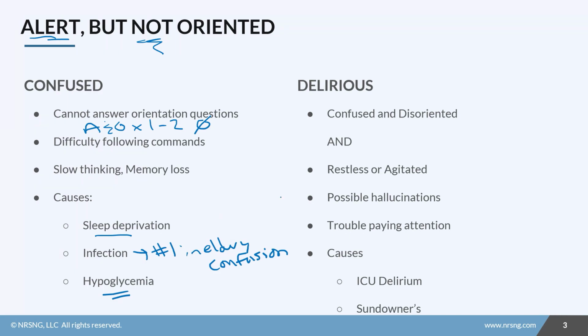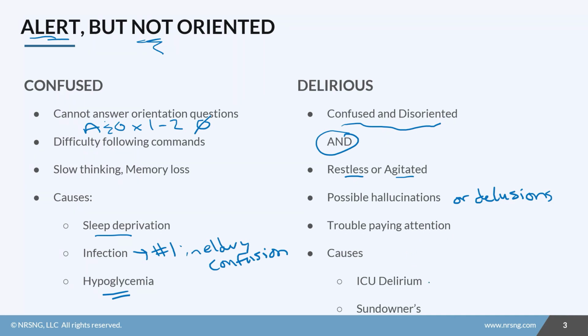Now, the next step down from that is going to be delirious. Delirious patients are confused and disoriented, but they also tend to be restless or agitated. They may have some hallucinations or even delusions. I actually had a patient once with ICU delirium who swore there were spiders crawling up the wall. They're going to have trouble paying attention and focusing on what's going on. And they're really just having difficulty keeping touch with reality.